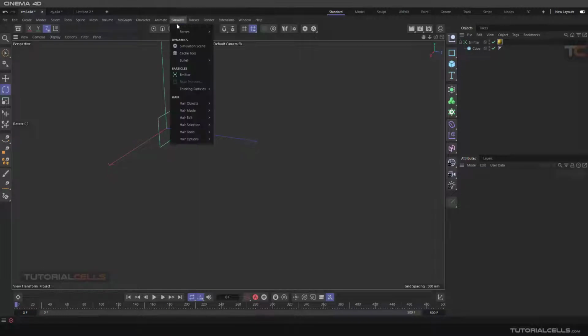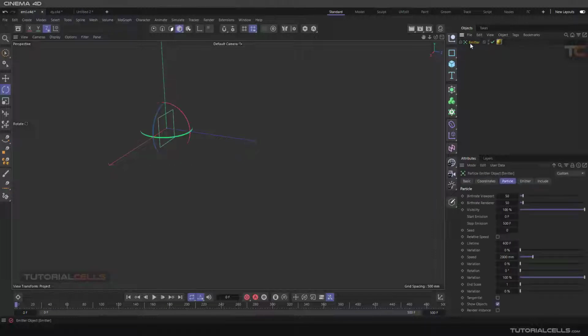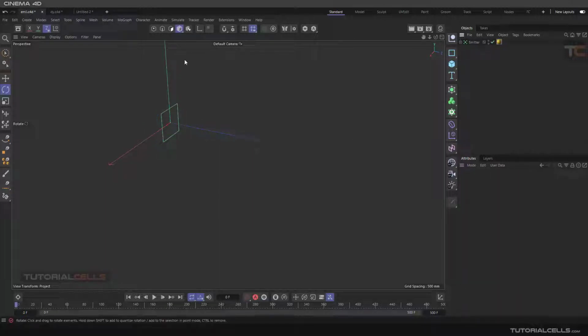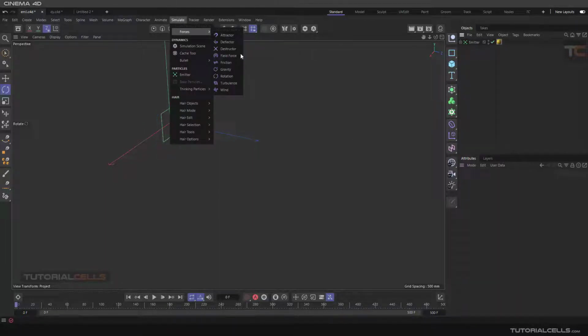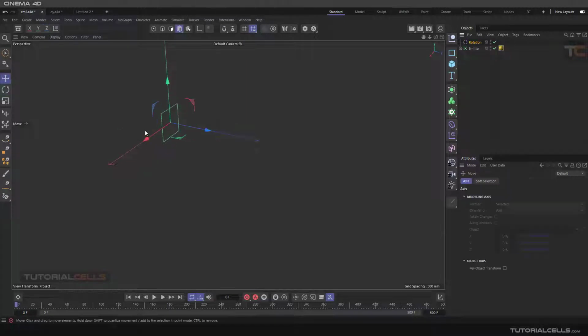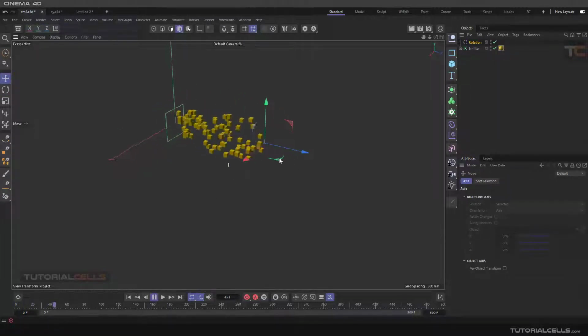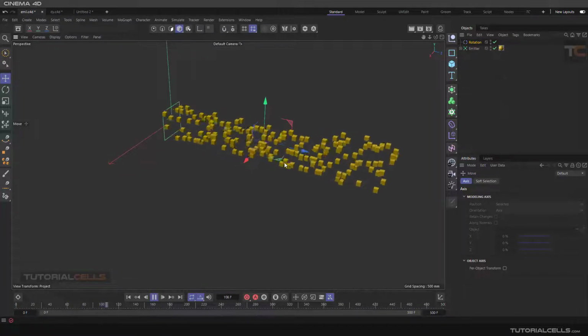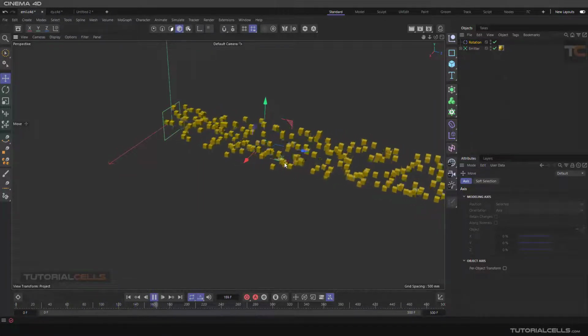Okay, another force is rotation. It's very easy. If, for example, you have two, or just one, test it with one, you insert the rotation. It's for rotating the particle because, as you can see, they're rotating whole particles because its field is infinite.